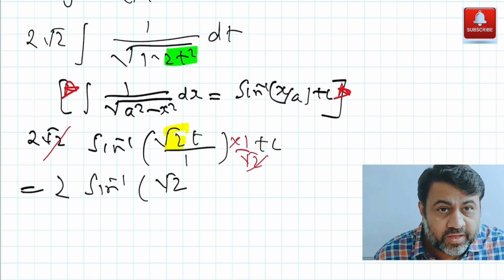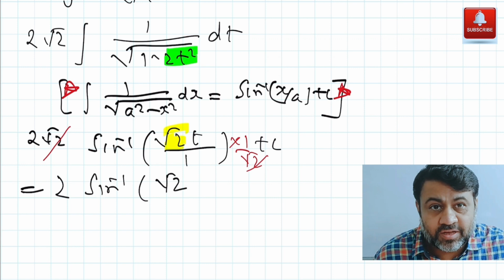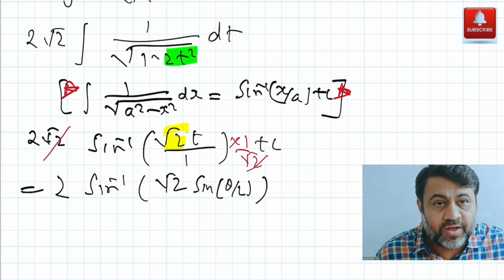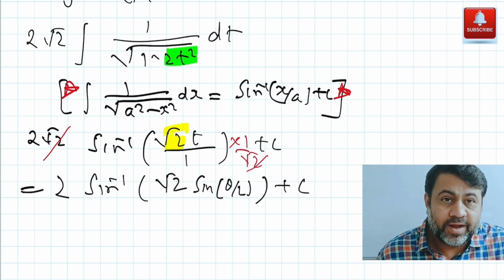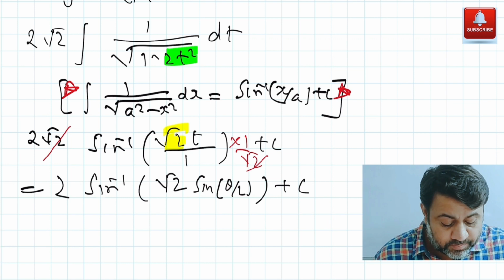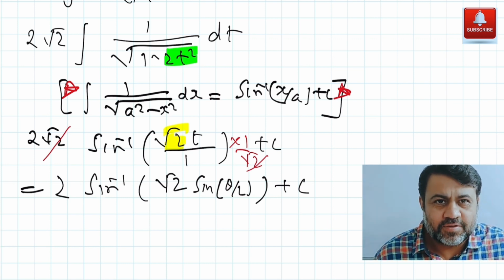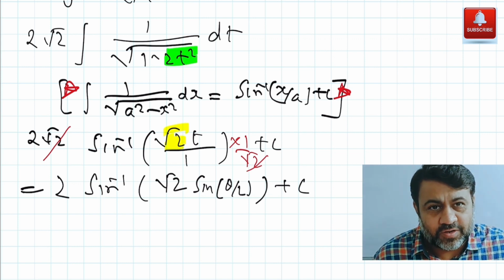Put value of t again. हमने यहाँ पे value of t क्या लिया था? Value of t was sin theta by 2. So this is sin of theta by 2. मैंने t का value फिर से substitute कर दिया plus c and that's my answer. So 2 times sin inverse of root 2 times sin theta by 2 plus c. ठीक है, काफी इंटरेस्टिंग क्वेश्चन था ये भी.